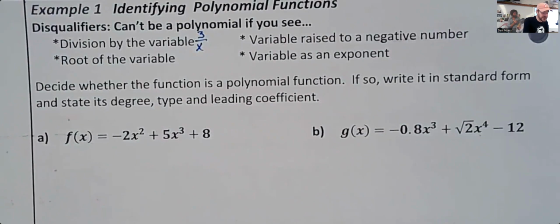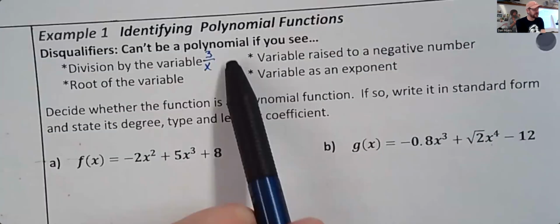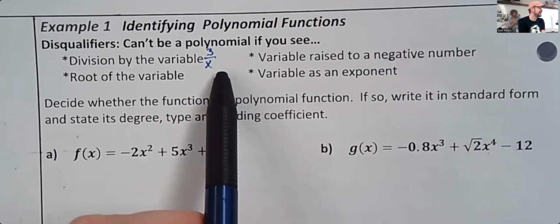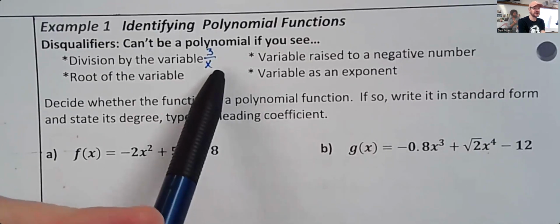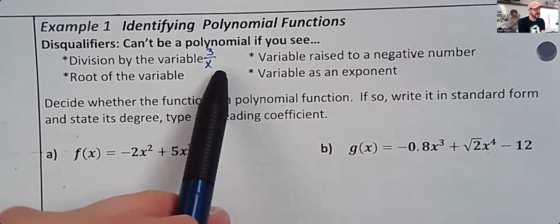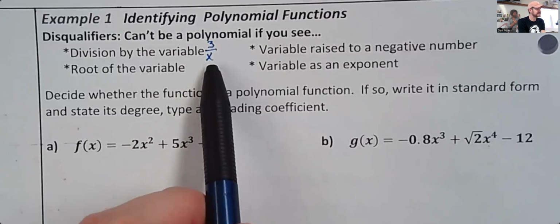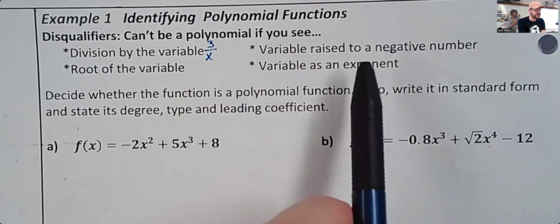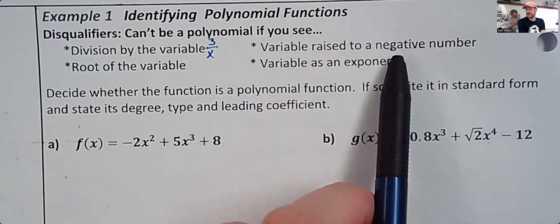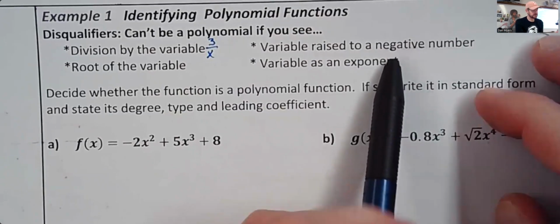So if you end up with a variable in your denominator that doesn't divide out, it's not going to be a polynomial. If you have a variable raised to a negative number, it also will not be a polynomial.